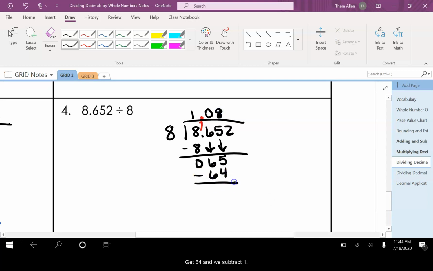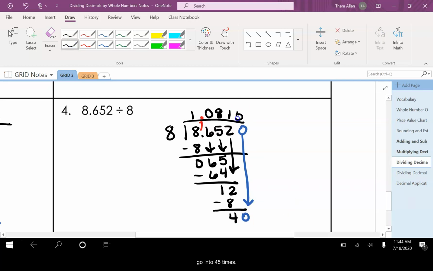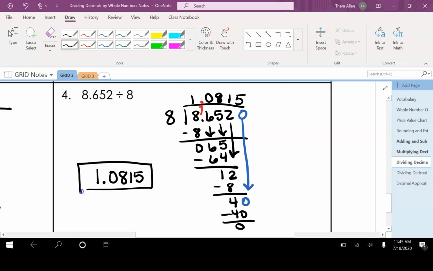Get 64 and we subtract, getting 1. And we bring down our 2. 8 goes into 12 only one time. And we're left with 4. Remember, what do we need to do? Add a 0. Bring the 0 down. How many times can 8 go into 40? 5 times. We subtract. And so our answer should be 1 and 815 thousandths. And here's our answer.